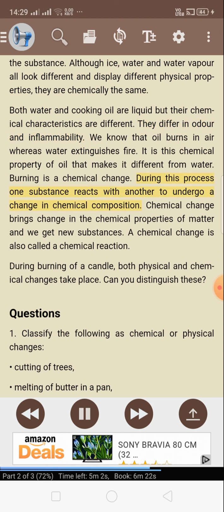Burning is a chemical change. During this process, one substance reacts with another to undergo a change in chemical composition. Chemical change brings change in the chemical properties of matter, and we get new substances. A chemical change is also called a chemical reaction. During burning of a candle, both physical and chemical changes take place.